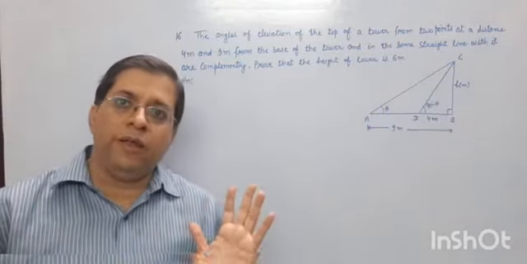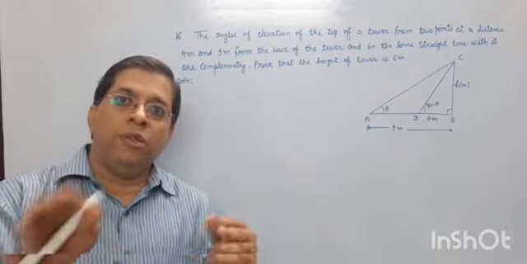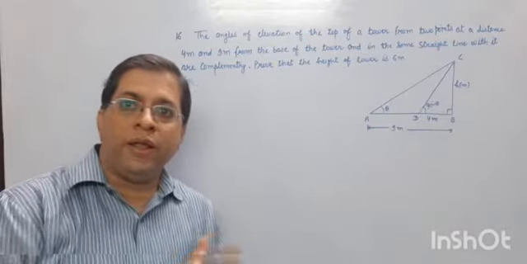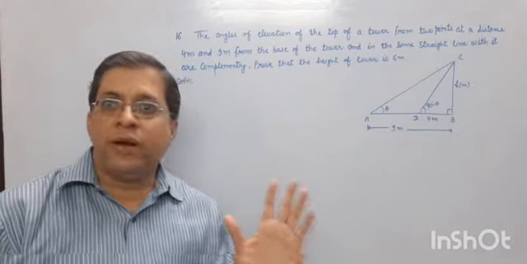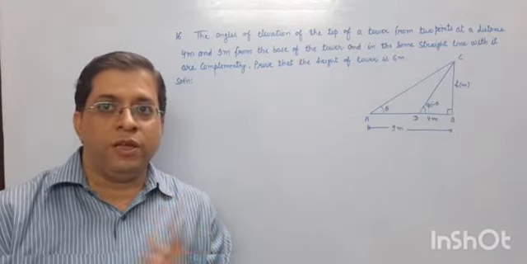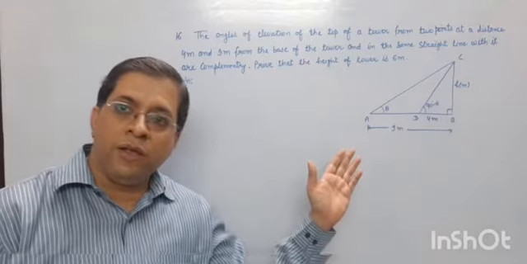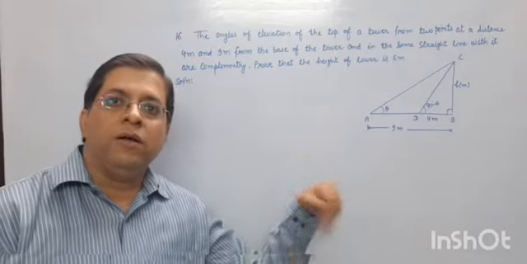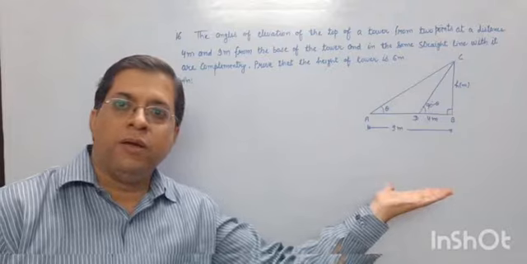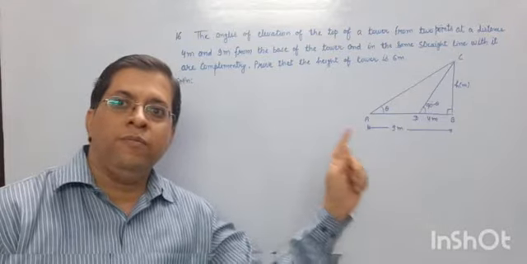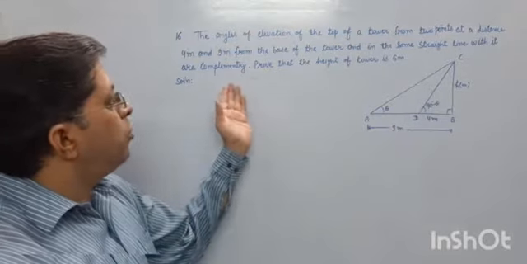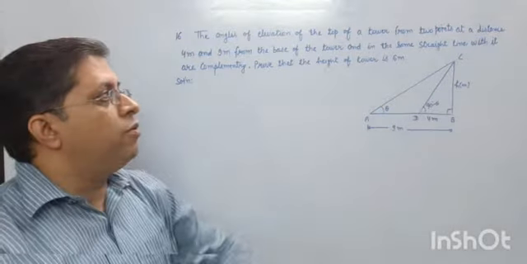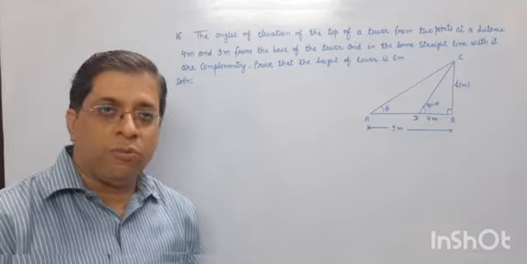It means if one angle is theta, then the other angle will be 90 minus theta. If one angle is 30 degree, then what will be its complementary angle? 90 minus 30, so this will be 60 degree. Now here I am taking theta. One angle is theta. Its complementary angle will be 90 minus theta. Okay. What you have to prove? To prove that the height of the tower is 6 meter. This you have to prove.